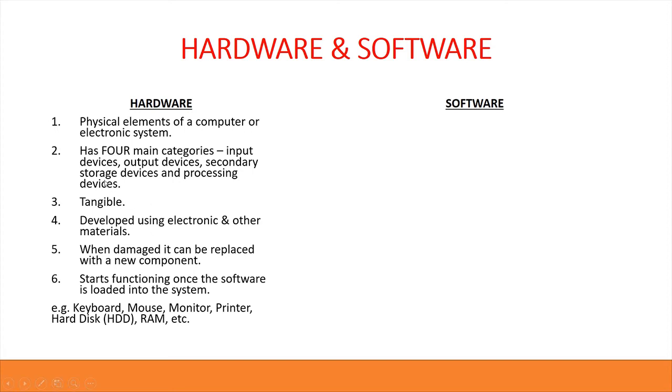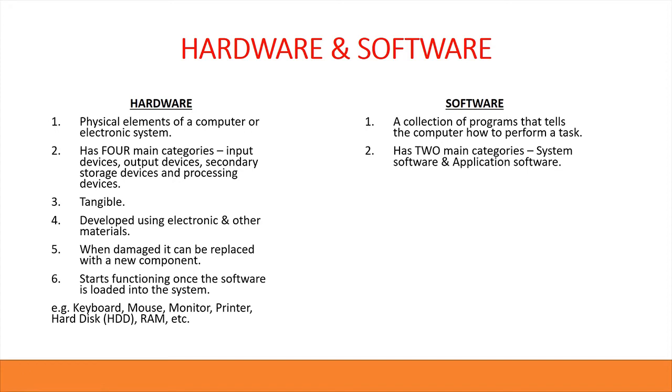When you look at point number two, four main categories, we will be looking into this in future classes. Remember that. When we look at the definition of software, we say that software is nothing but a collection of programs. We will be looking into the definition of programs, don't worry.